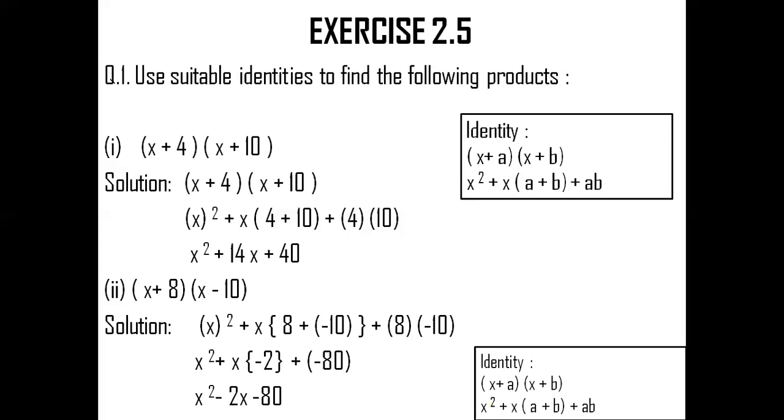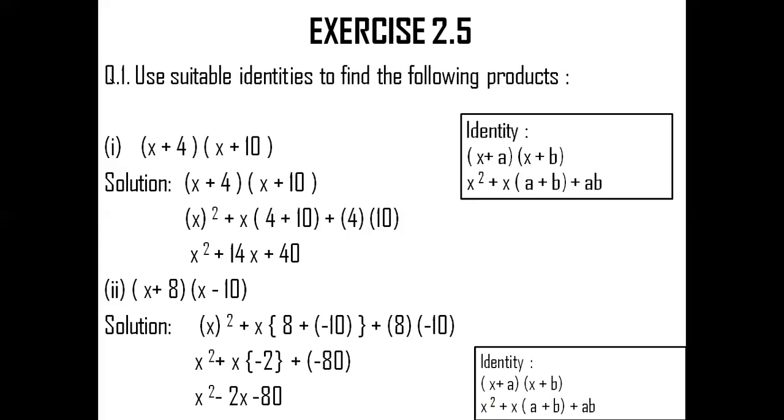So how shall it look? x the whole square plus x, what is a? a is 4, plus what is b? b is 10. So (4 plus 10) plus ab. ab means a into b, that is 4 into 10. Which when solved gives you x square plus 14x plus 40.